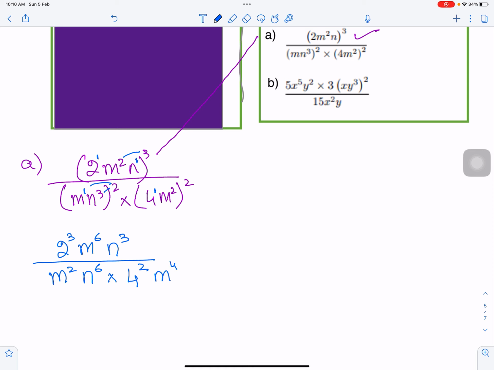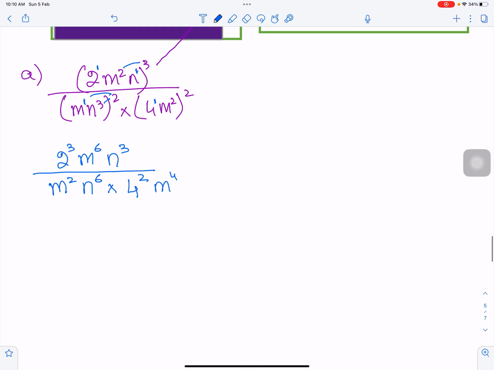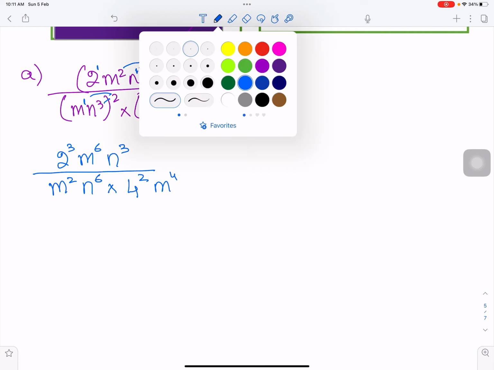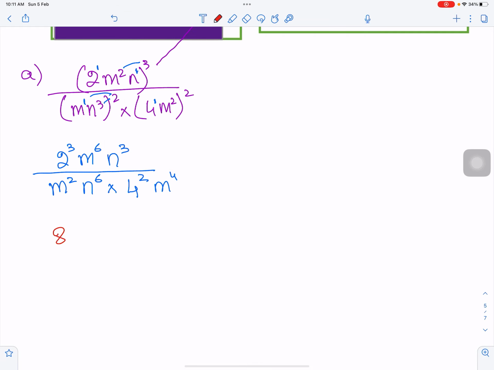Now, do not mix up numerator and denominator. Still keep it different, separate. 2 power 3 is 8. 2 power 3 is 8. M 6 and 3. Now I will simplify the denominator. 4 power 2 is what? 4 4s are 16. And please here do not make mistake that 2 power 3 is 6. It is 2 into 2 into 2.